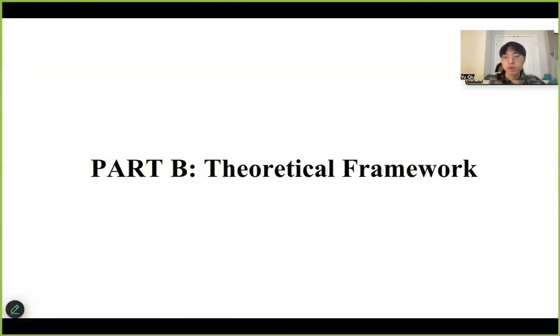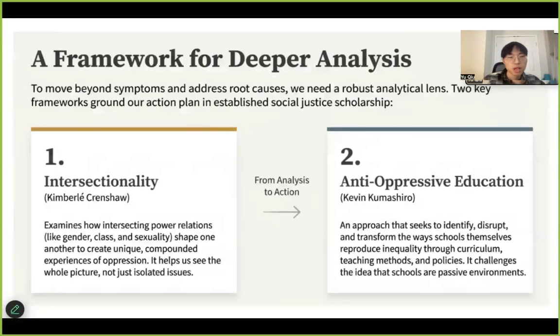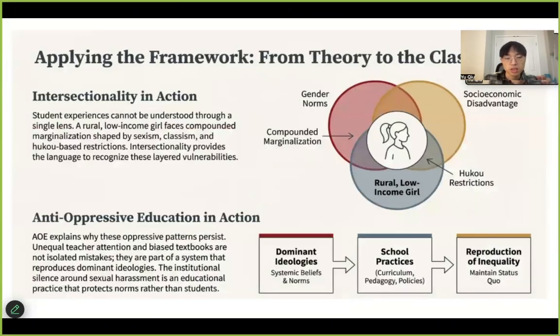Part B, theoretical framework. So I chose two frameworks. One is intersectionality, another one is anti-oppressive education. Intersectionality examines how intersecting power relations like gender, class, sexuality shape one another to create a unique compound experience of oppression. It helps us to see the whole picture, not just isolated issues.